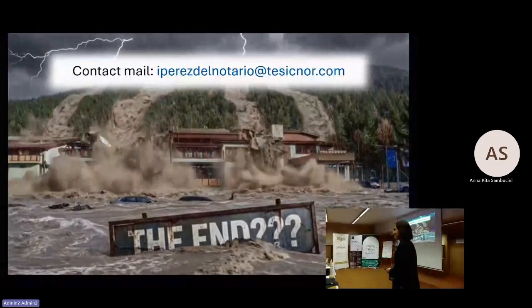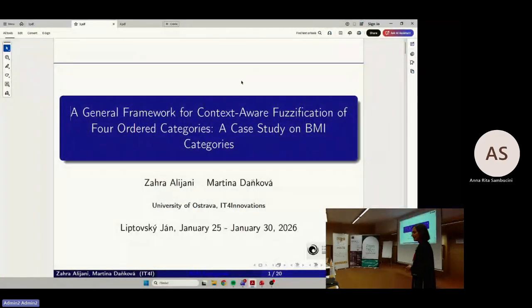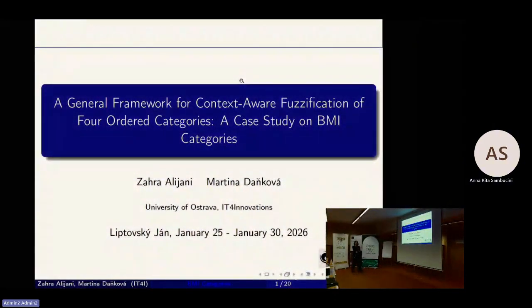The next presenter is me. It is our joint work with Martina Danyakova from the Institute of Fuzzy Modeling, and I will start. This is joint work with Martina, and the computation is mainly done by Martina. It is part of the DigiBel project, which we are involved in, and we have been working on it for some time. The title is General Framework for Context-Aware Classification for Ordered Categories, a case study on BMI categories.